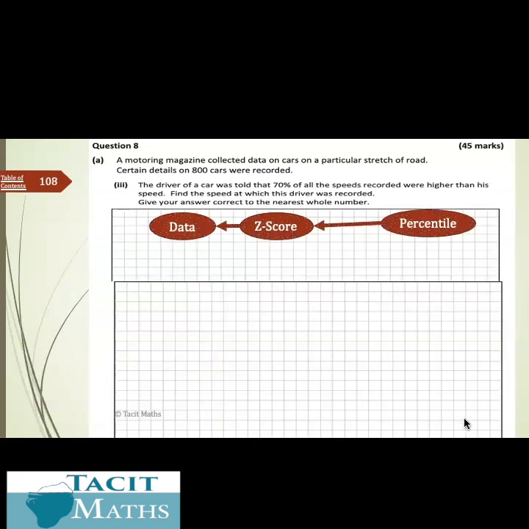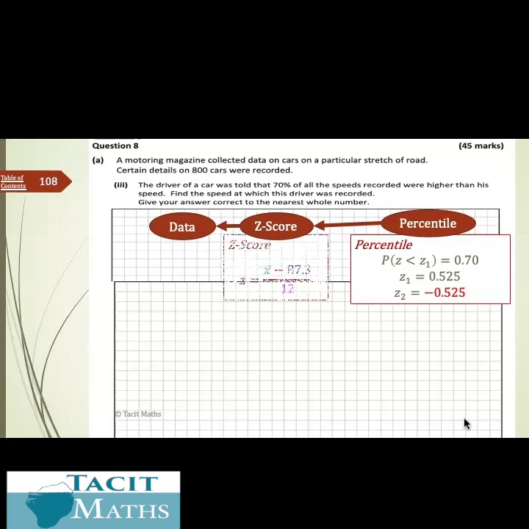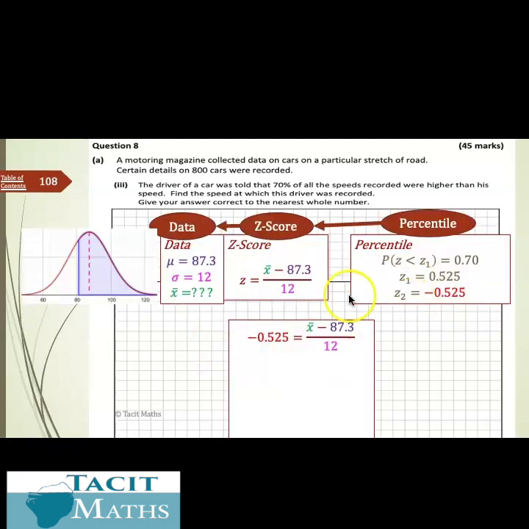So just to summarize, we have our percentile. We're now going to work backwards to get our z-score, and then work backwards again to get our value for x. So now we're just going to use a bit of algebra to figure out what x is. We want to know what value of x will give us a z-score of minus 0.525. So using all this information, we form an equation with all that data and use it to solve for x. Okay, so just a very simple algebra equation: multiply across by 12, add 87.3 to both sides, type all of that into your calculator and you get an answer of 81.06.